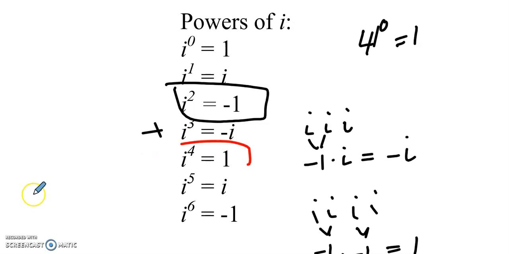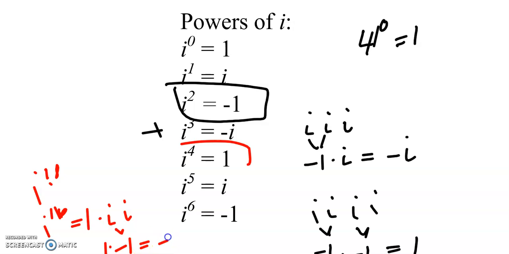So an example of that, if I have i to the 18th power, I know that i to the 16th, that's 4 sets of 4, is going to be 1. Then I'm going to have an i and an i, because if we were going to 18, that's 2 left over. Well, i times i is i squared, and i squared is -1. So 1 times -1 is -1. So i to the 18th is -1.